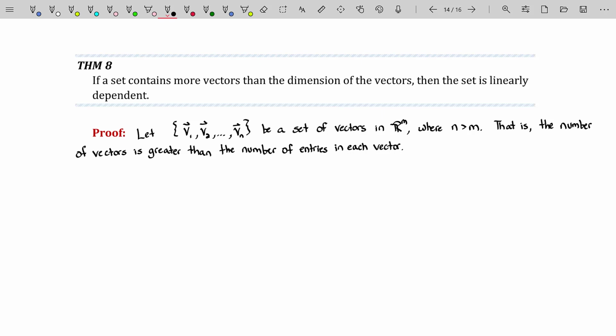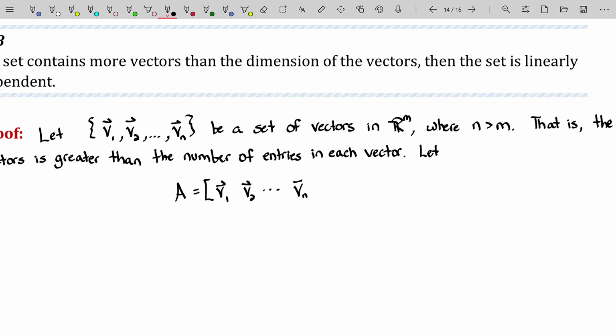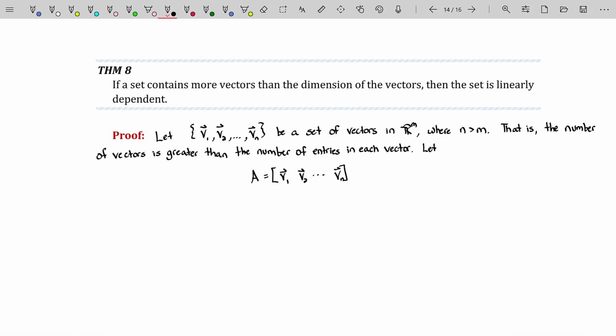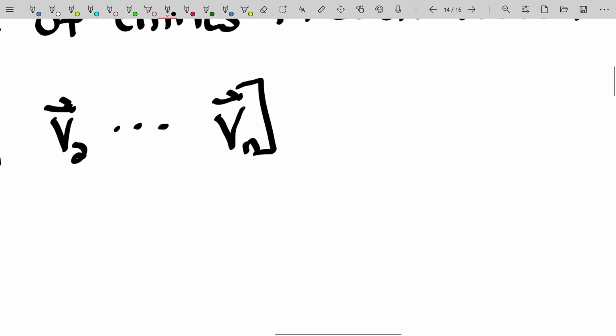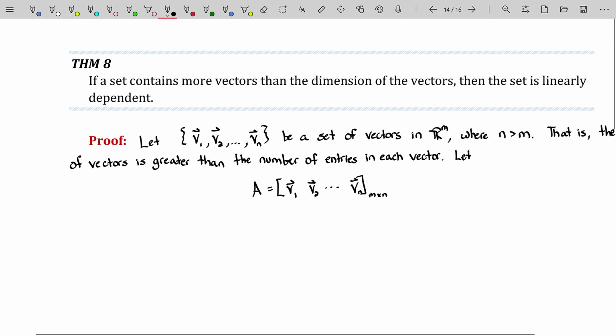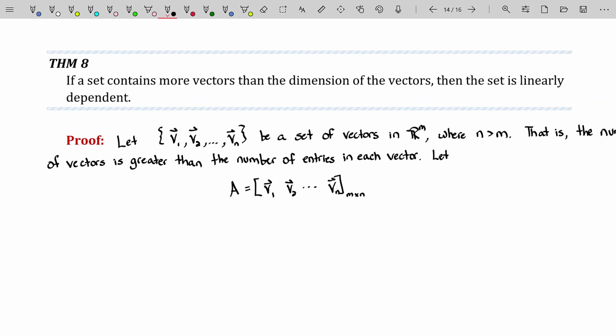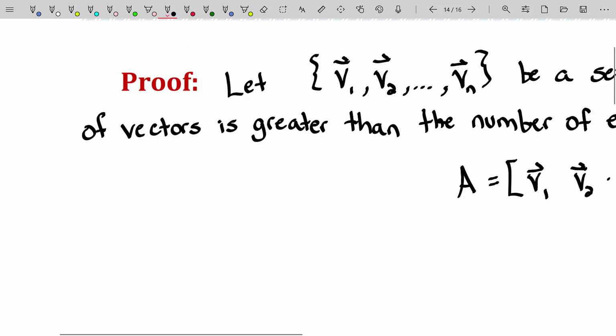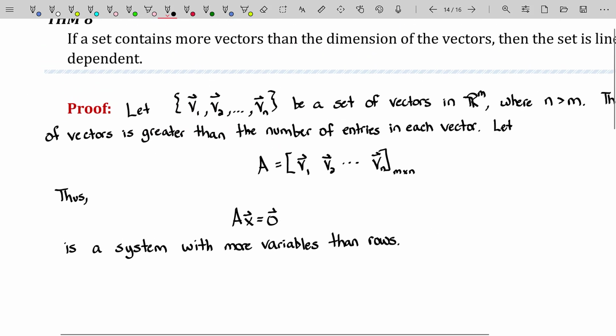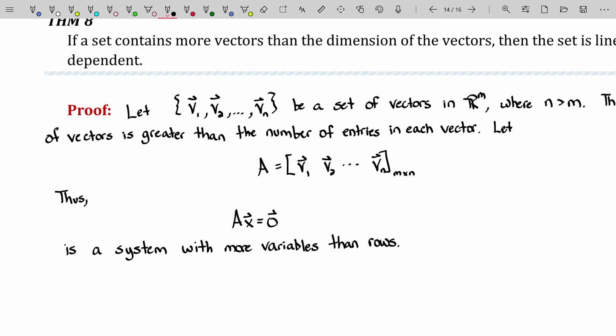If we build a matrix from this, then the matrix, A in this case, is an m by n matrix. Again, it has more columns than it has rows. Well, if that's the case, then the matrix equation Ax equals 0, the homogeneous equation, represents a system with more variables than rows. Well, if you have more variables than you have rows, then you're guaranteed to have a free variable.